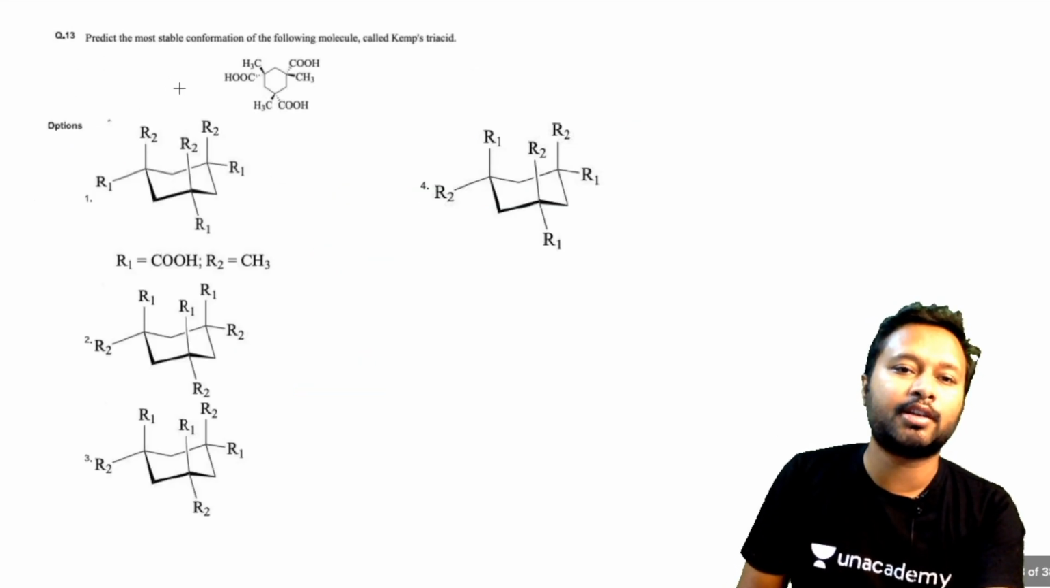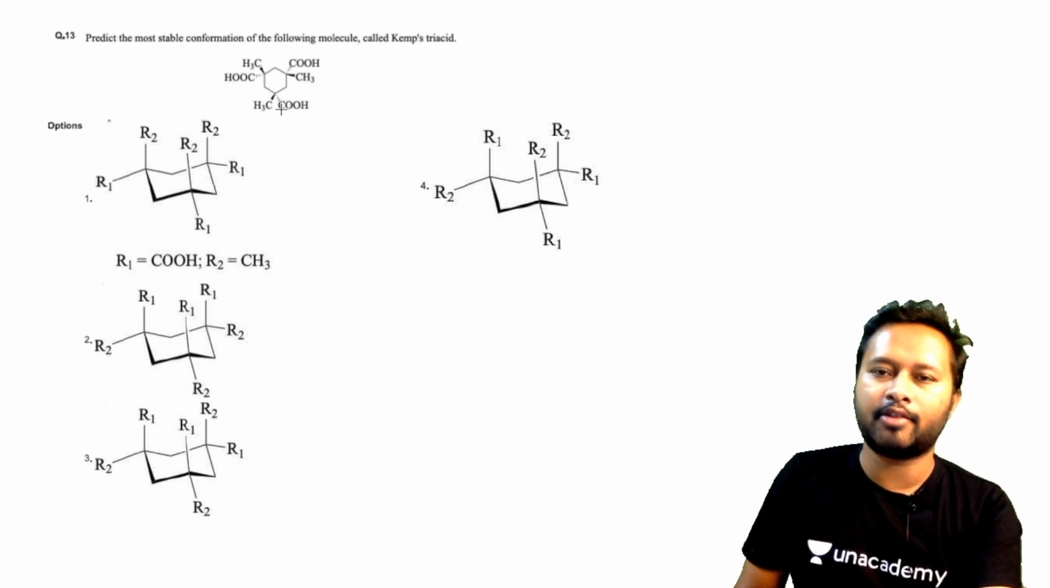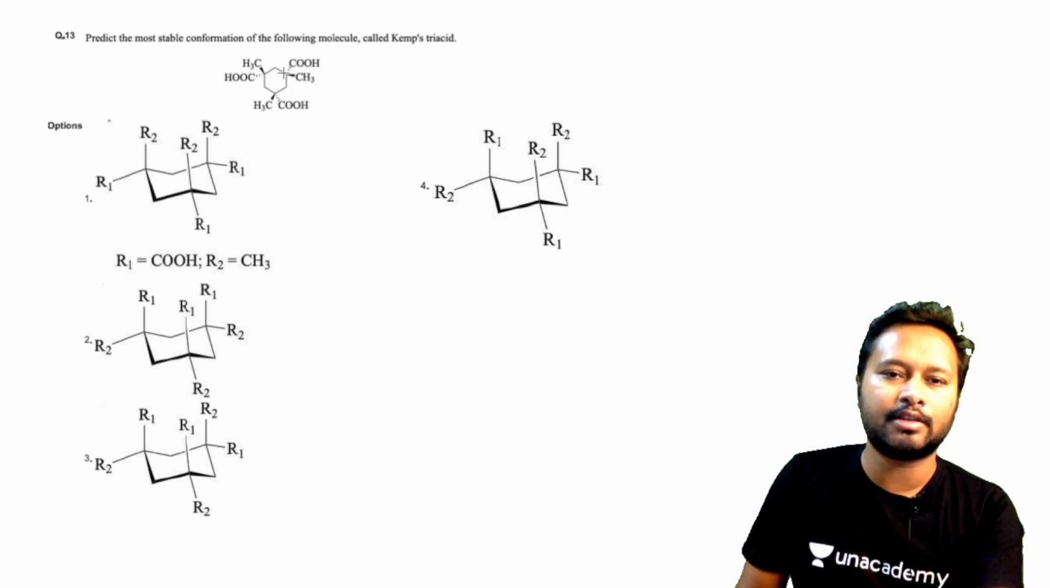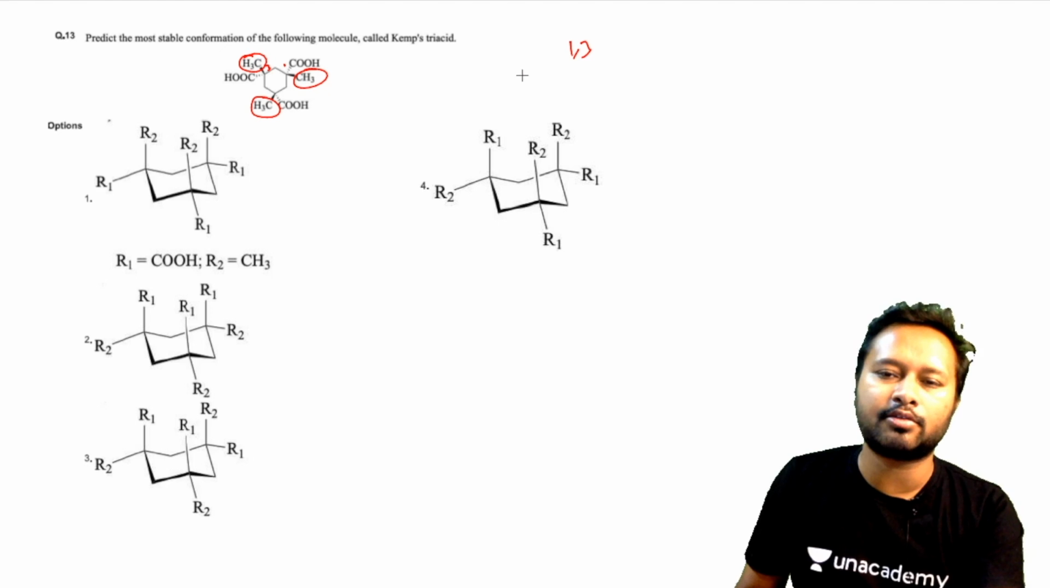Here it says predict the most stable conformation of the following molecule, called Kemp's triacid. Now in order to write down their conformation, what you need to see is that the substitution is with the relative position of 1, 3. So the positions are 1, 3. Now, the groups look cis to each other, right? They are actually cis to each other. The methyl groups are also cis to each other, carboxylic groups are also cis to each other.